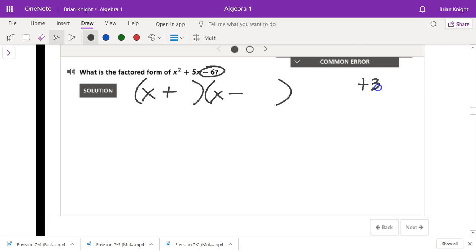Okay, I'm just going to write it down. You said positive 3, negative 2. What does that add up to? 1. We need it to add up to what? 5. So, what else could it be? So you could have... Golly, that works.